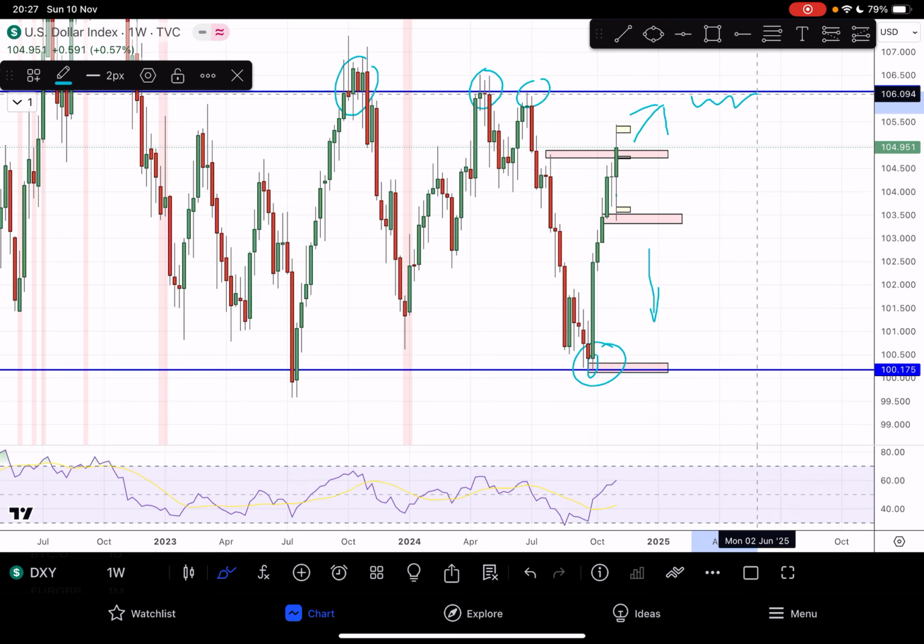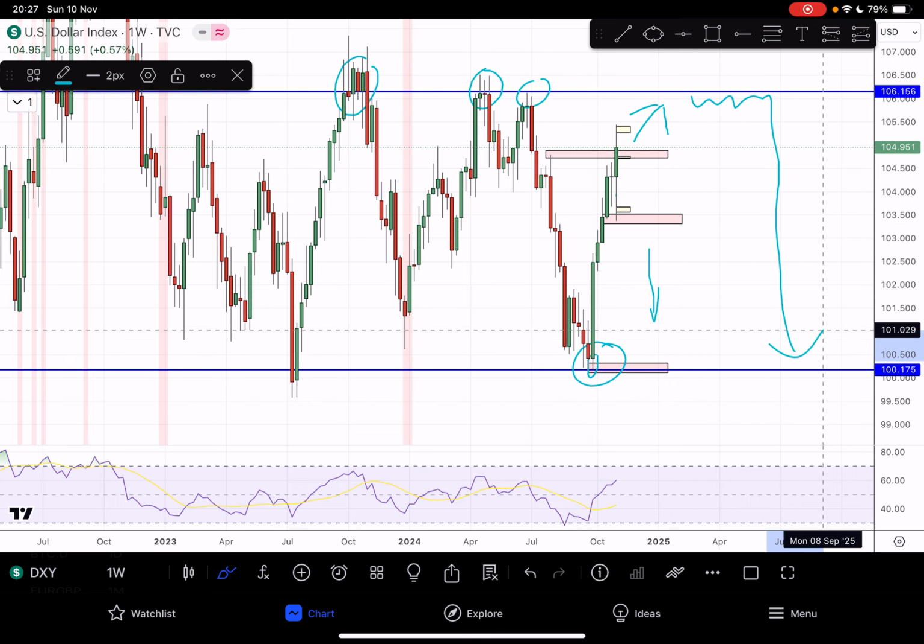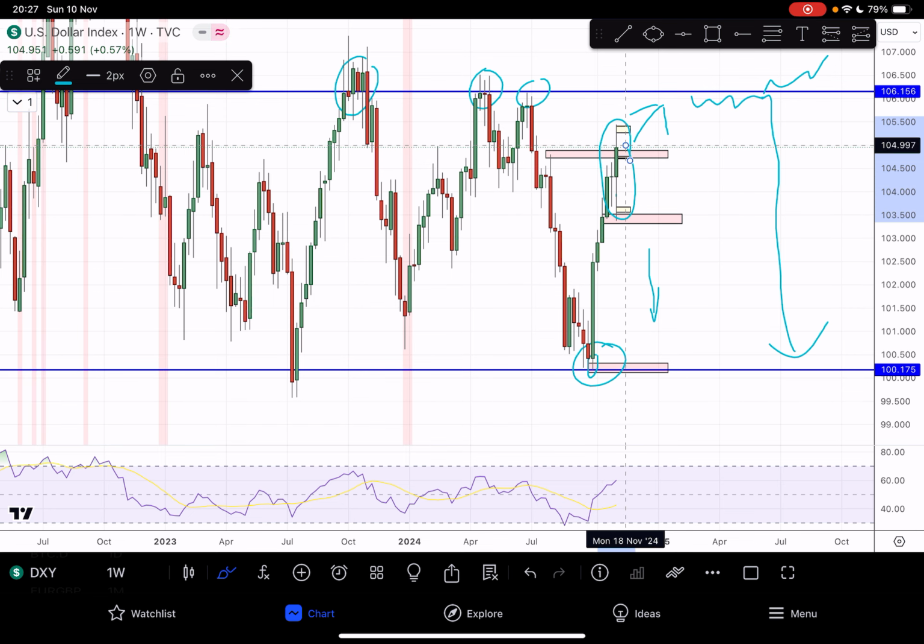So then we'll have to determine whether price is going to reject it and come back down, or it could continue to be bullish, and then obviously we'll have December, Christmas time, when there's going to be low levels of liquidity throughout the market. So we'll have to wait and see how it plays out. However, this week, I expect it to continue to be bullish.